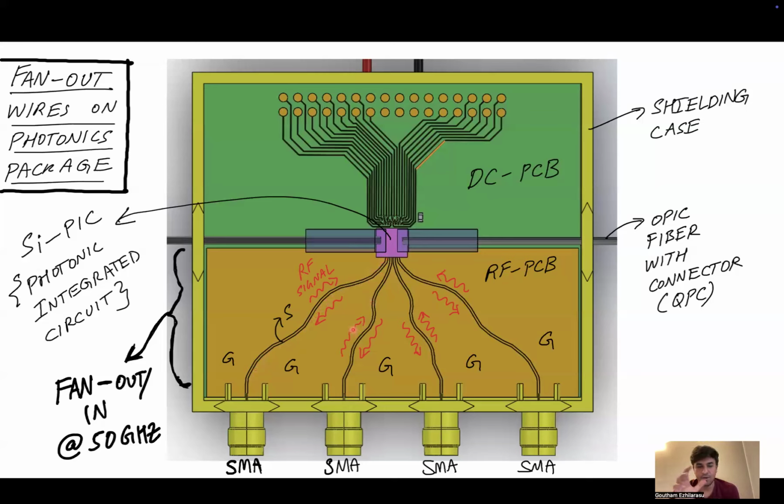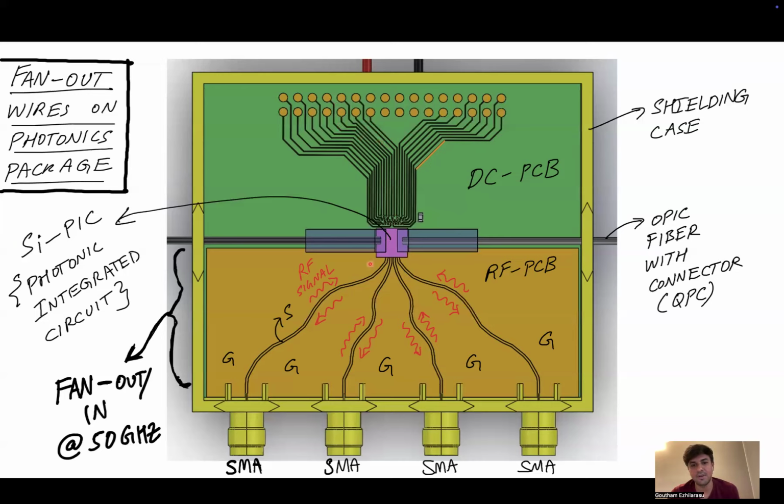So the functionality is basically you have this modulator, you're sending the oscillator frequency through a laser, and the actual signal that has to be modulated is sent through this RF PCB to the PIC. Once the signal is modulated in the optical domain, the modulated optical signal is then sent out through the second QPC. This other DC PCB has a bunch of DC control lines, which is beyond the scope of this lecture, but it is used for temperature control on the PIC for the operation of the photonic modulator.